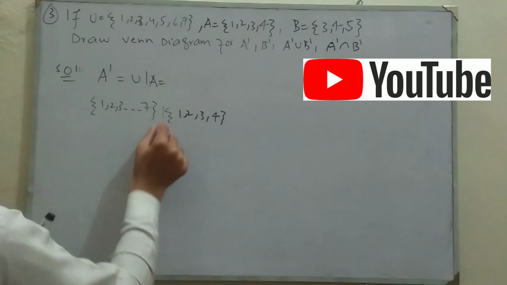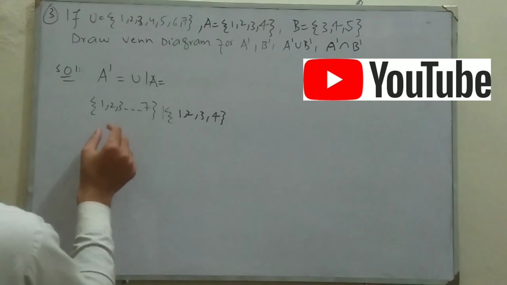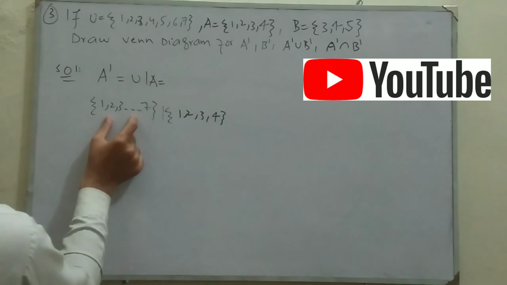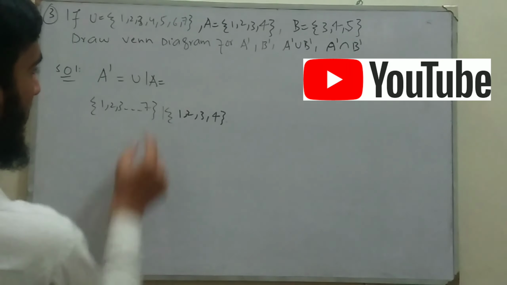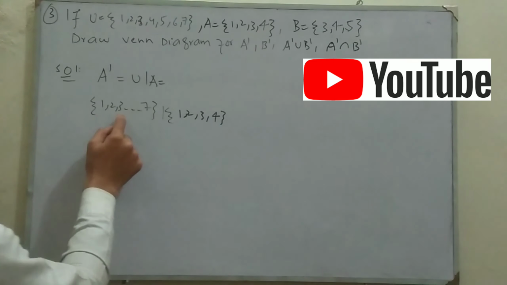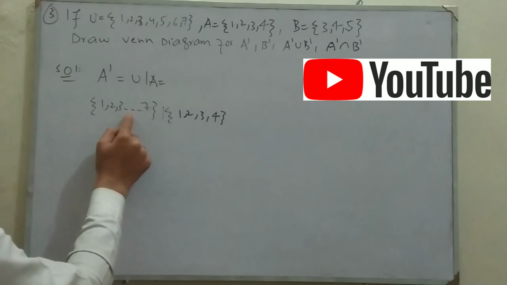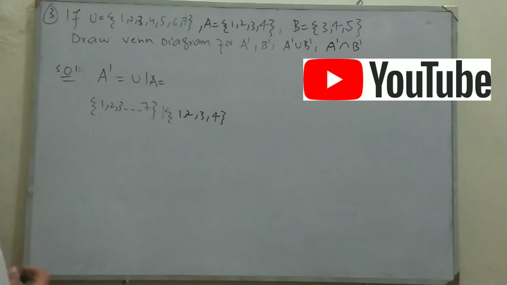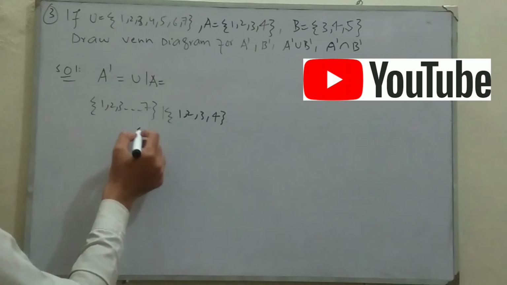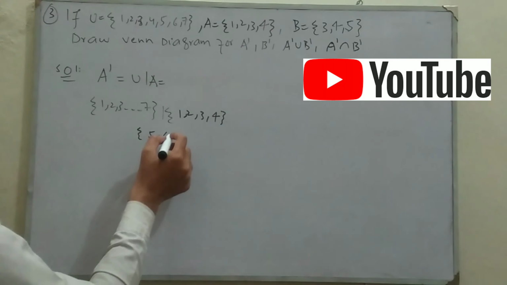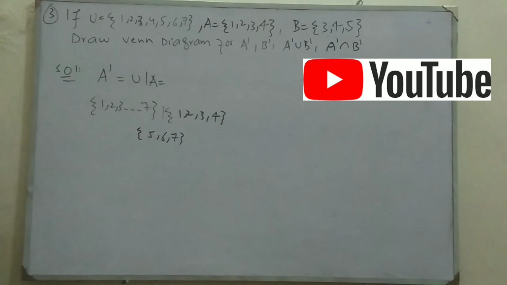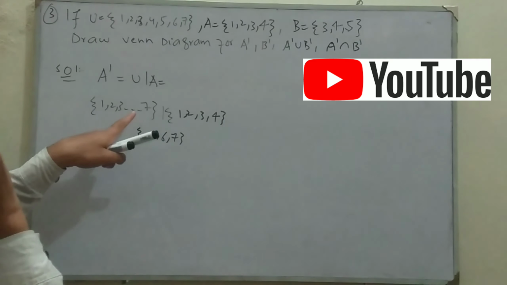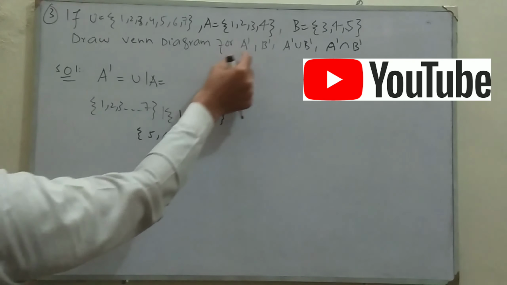Difference means that all elements which are present in the first set and not present in the second set will be our difference. So the elements 5, 6 and 7 are present in this set and not present in this set. That's why the difference will be {5, 6, 7}. Now we are going to draw the Venn diagram for A complement.